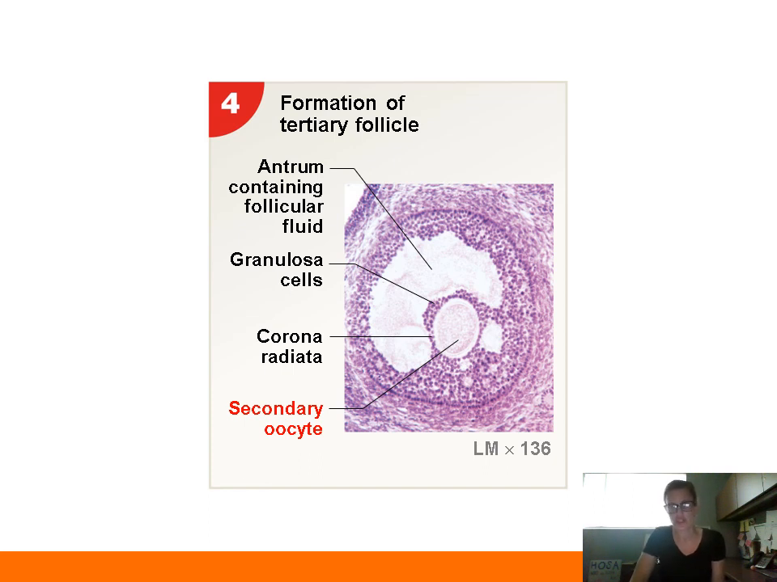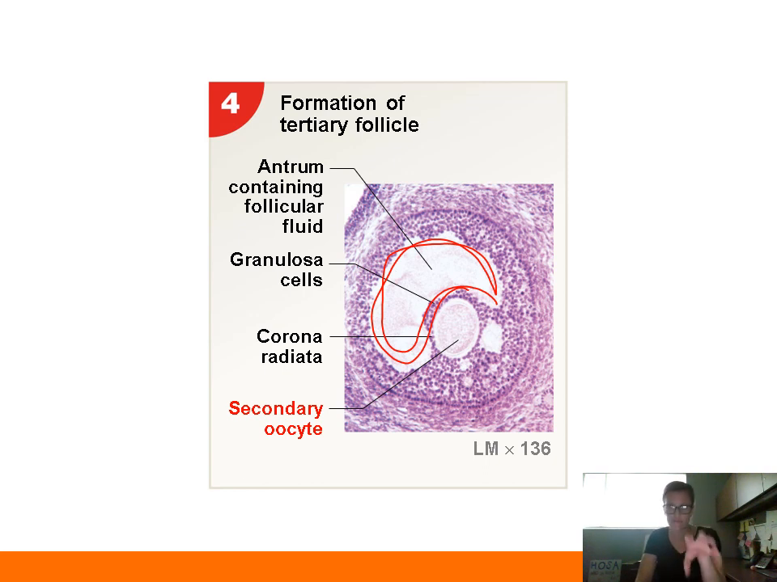When you look at the tertiary follicle here, notice the antrum. The antrum is this large, curved area that contains follicular fluid. Until this stage, the oocyte was a primary oocyte that was just suspended in time. It hadn't finished meiosis one yet, and hadn't started meiosis II. So until this time, the primary oocyte might grow, but it wasn't actually finishing its division.